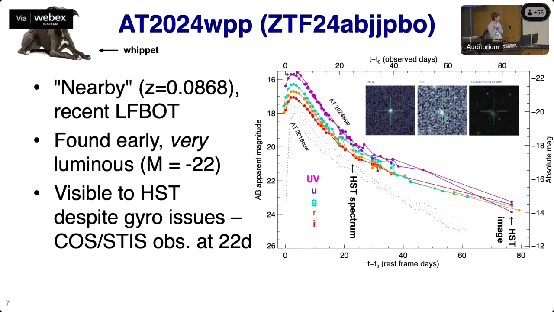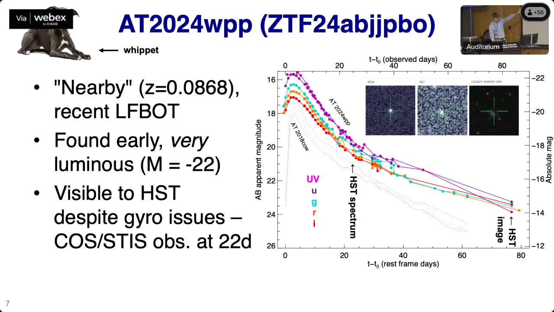So for many cycles, we've had a program to hopefully get a UV spectrum of a fast optical transient. And finally, in the latest cycle, we had a transient that satisfied the criteria to trigger on it. So it's this one, AT2022WPP. For those of you who don't know, I like to name all these things after animals. And so probably this is going to be the whippet, since it kind of matches the TNS name.